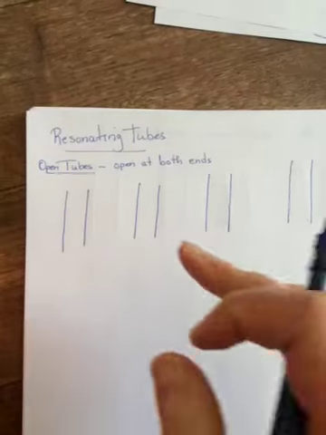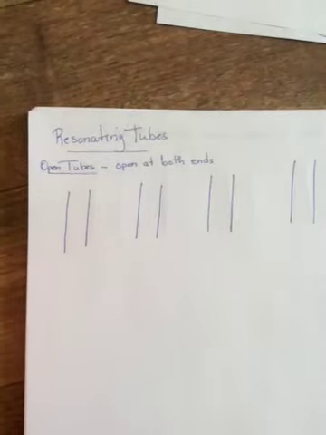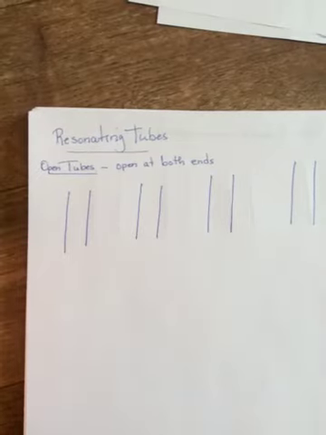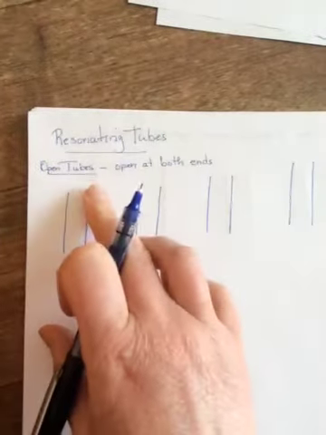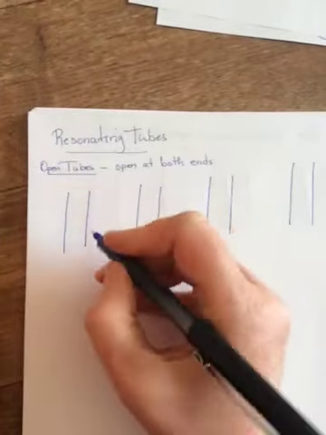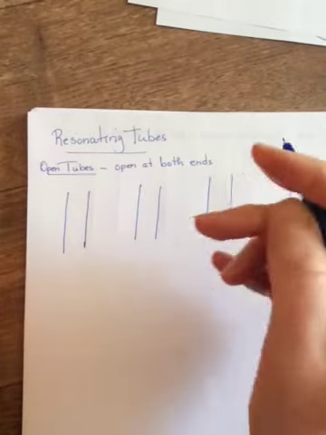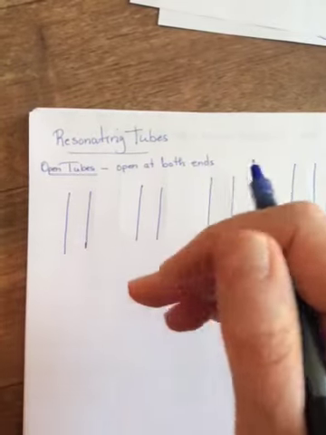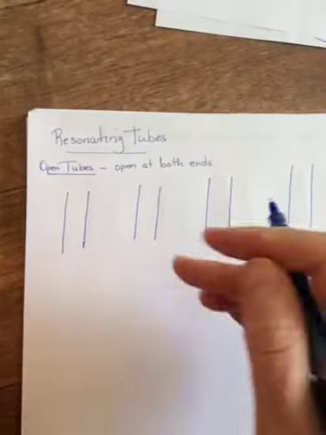Okay, so today we're going to look at resonating tubes. And like I told you in the last video, there are two different types. There's the open tube, which is opened at both ends, like what I have drawn here. And there's the closed tube, which is open at one end and closed at the other. So first, open at both ends.